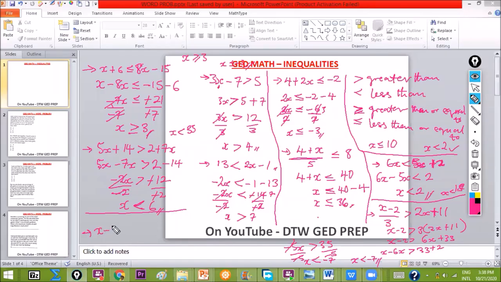You can try this: x minus 2 less than 2x plus 6 divided by 4. So you do the same thing we did here. Take this 4. 4 will multiply everything in this bracket, then you simplify, okay?